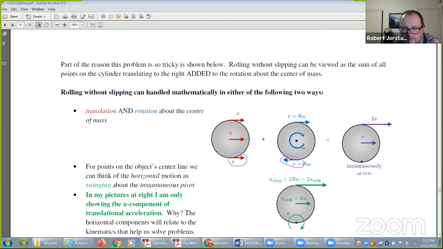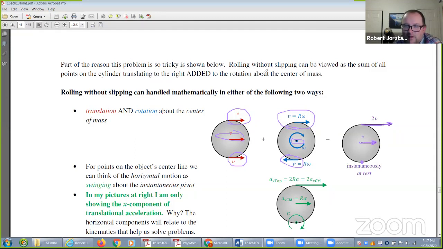This thing is translating forwards and rotating backwards at the bottom, and that's what causes it to be at rest at the bottom. Notice the middle part, there's no velocity from rotation, so the center of mass just moves to the right. You can treat the center of mass like it's translating kinematics because it's not rotating. At the top, it's moving to the right plus rotating to the right, so it's actually going twice as fast up top.